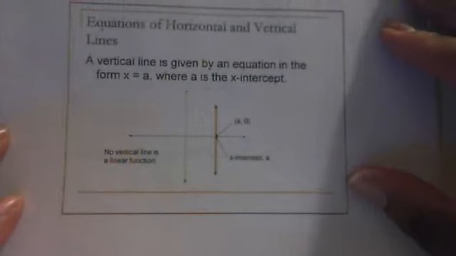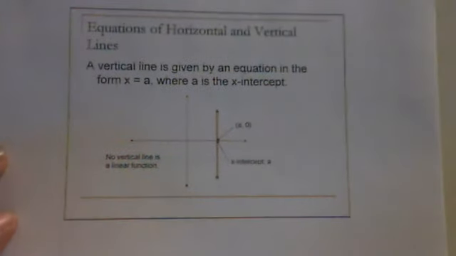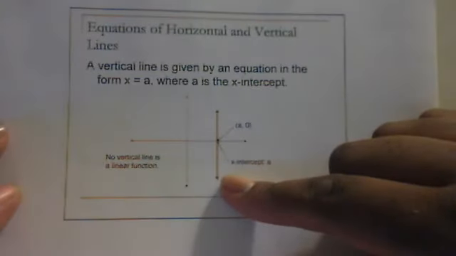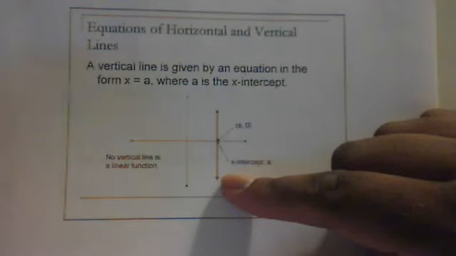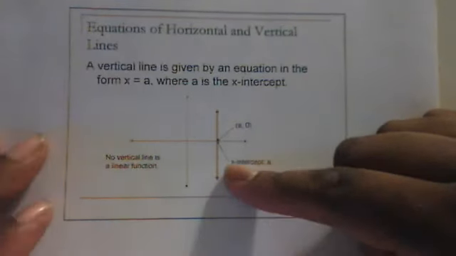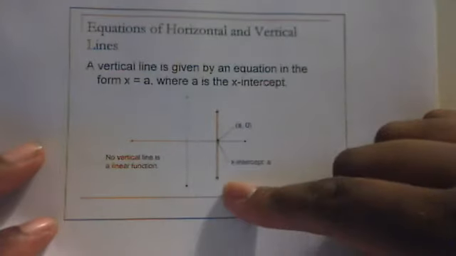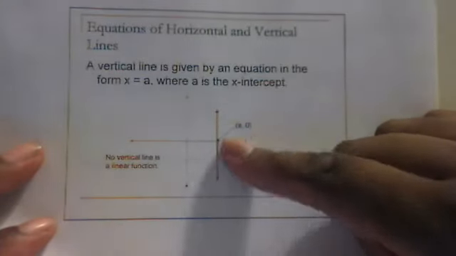Alright, the next type of line will be a vertical line. And the vertical line is given by the equation in the form x is equal to a, where a is going to be the x-intercept. So here, we're going to have a vertical line crossing the x-axis at that particular number, a. So if you have x is equal to a constant, then that means it's going to be a vertical line. And none of the vertical lines are considered to be a linear function. No vertical line is considered to be a linear function.